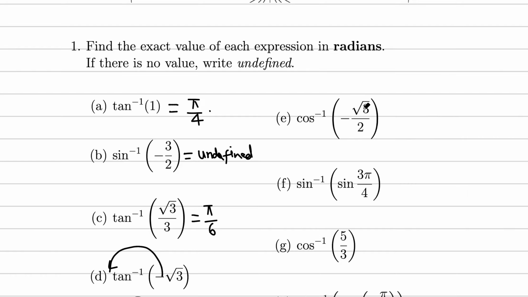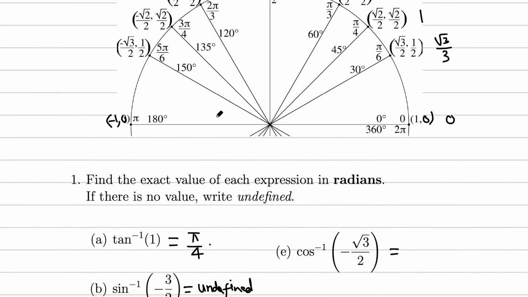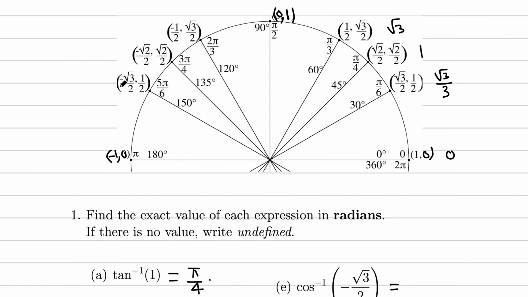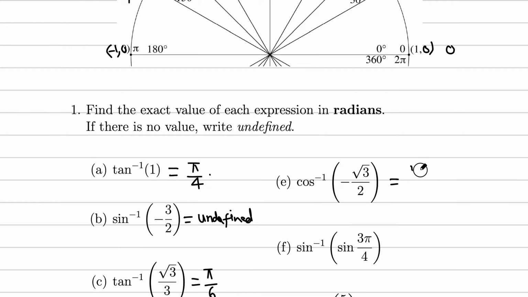Cosine inverse of negative root 3 over 2. Okay, as I said, don't pull the negative outside for cosine inverse. Cosine inverse is neither odd nor even, so you can't say anything. We just look at the x value, negative root 3 over 2, because cosine means x in the unit circle. Negative means obviously in the second quadrant, negative root 3 over 2, that's 5 pi over 6.